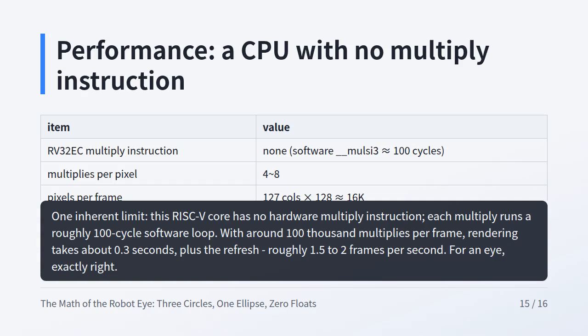One inherent limit: this RISC-V core has no hardware multiply instruction. Each multiply runs a roughly 100-cycle software loop. With around 100,000 multiplies per frame, rendering takes about 0.3 seconds, plus the refresh, roughly 1.5 to 2 frames per second. For an eye, exactly right.